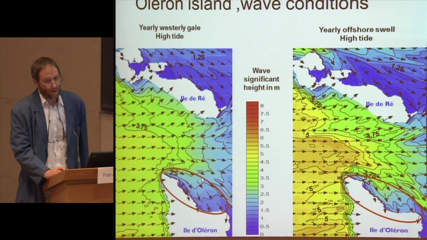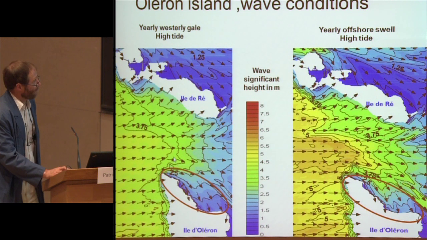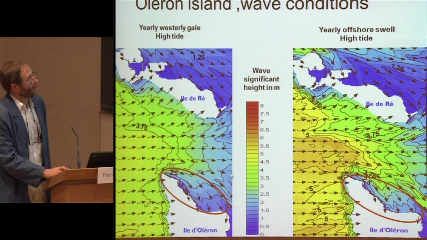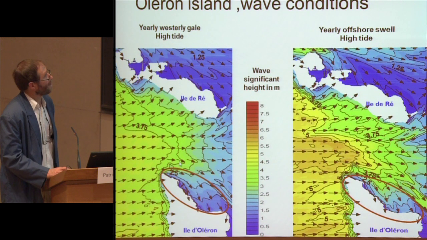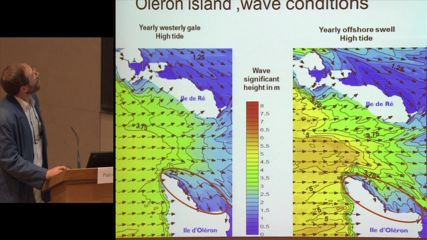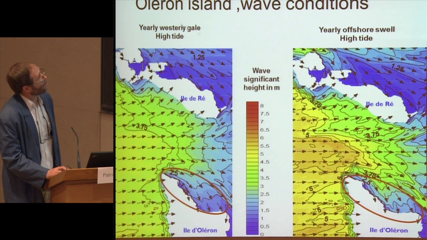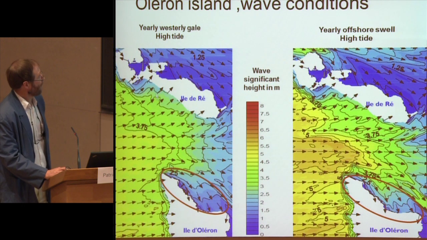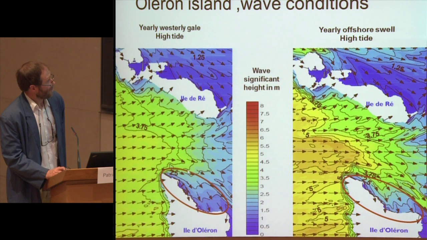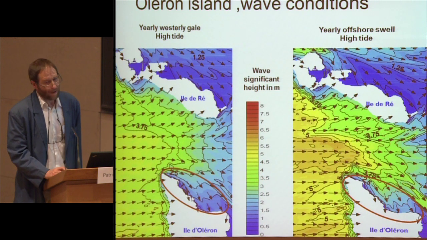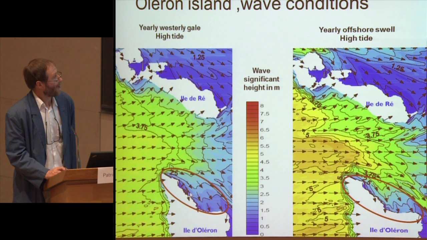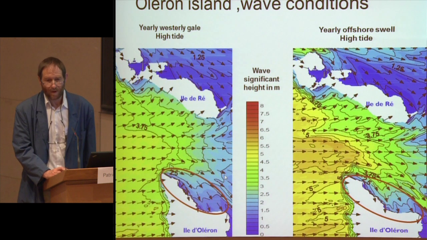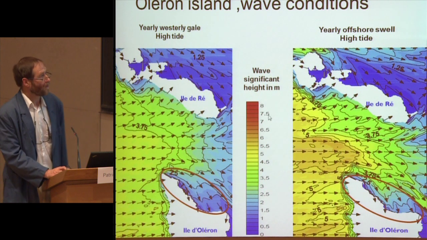On this picture, you have a chart of wave propagation. The color scale indicates significant height of wave, sorry, and the conditions of modelization are at the top of the picture. You can see the arrows are in agreement with the bed forms we have observed on the seafloor.